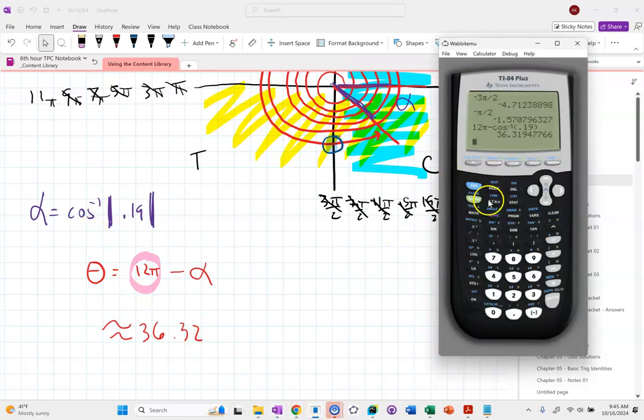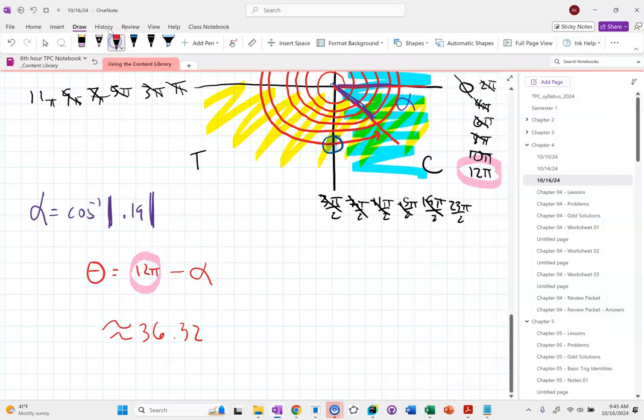To check that, we'll do cosine of that and make sure I get 0.19. I do. And then I want to make sure that's between 11 pi and 12 pi. Well, it's bigger than 11 pi. That's good. And it's less than 12 pi. That's good. So I am 100% convinced I have the correct answer.